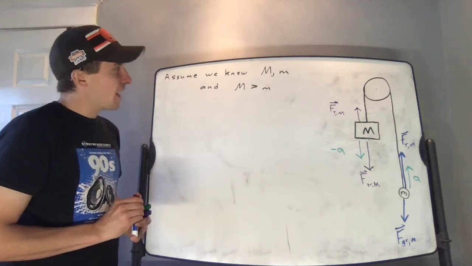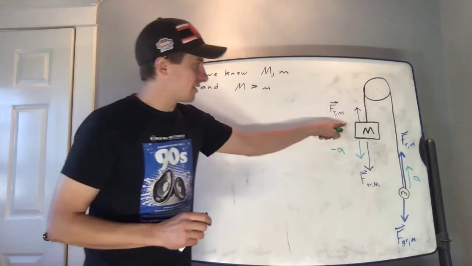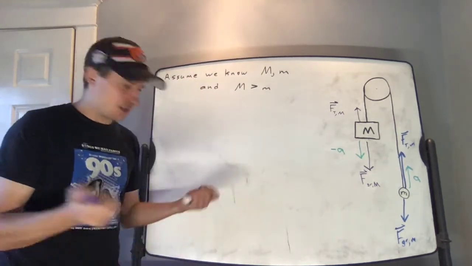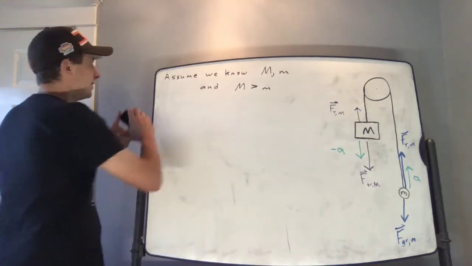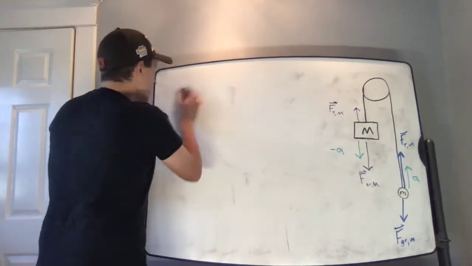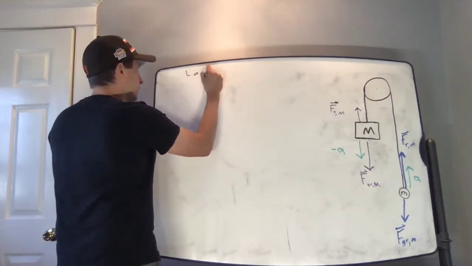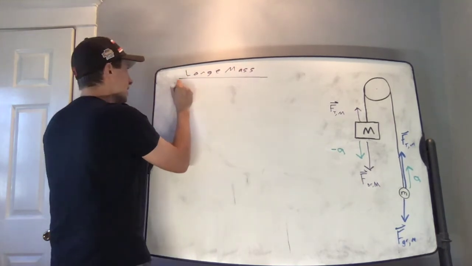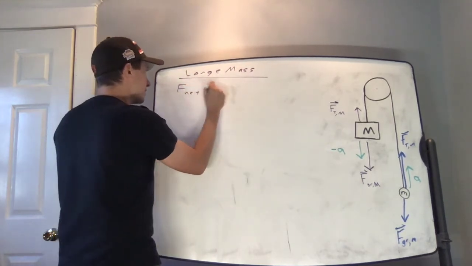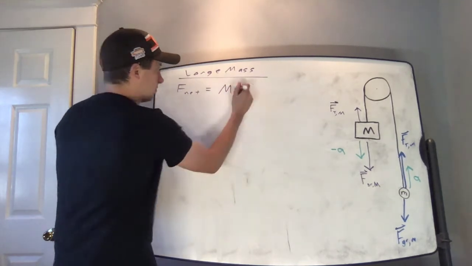Now we're going to apply Newton's second law, F net equals ma, to both the large mass and the small mass, and we'll see what we get. So for the large mass, F net equals big M times A for the large mass.